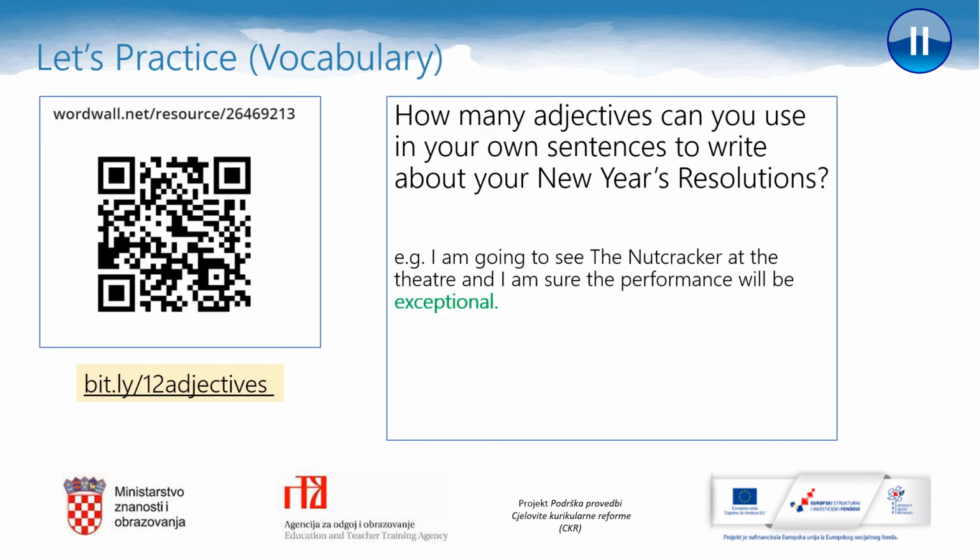When you have studied the adjectives from the previous exercise, let's check. How many of these adjectives can you use in your own sentences? Remember, our topic is New Year's resolutions. One of the examples can be to use the adjective exceptional. You can say, I'm going to see the Nutcracker at the theater, and I'm sure the performance will be exceptional. A reminder, the QR code if you need to get back to the exercise and practice matching the adjectives and their definitions.